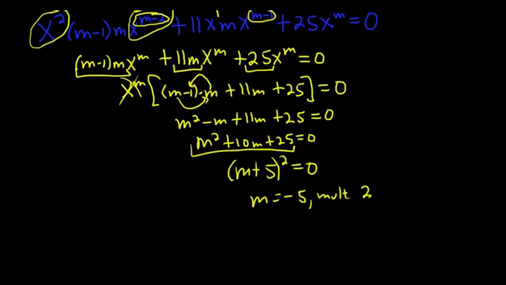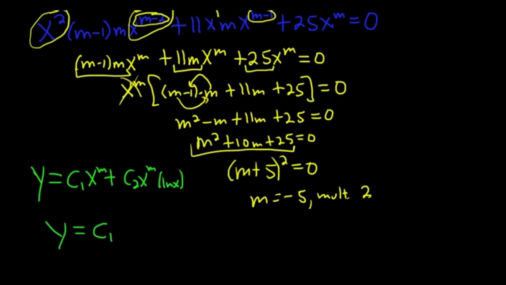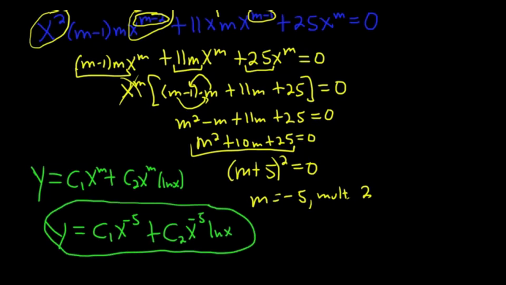So whenever you have a Cauchy Euler differential equation and you have a repeated real root, the answer is c1 x to the m plus c2 x to the m ln x. So in this case, m is negative 5, and we just plug everything in and we're good. So y is equal to c1 x to the negative 5 plus c2 x to the negative 5 ln x. And that is the final answer. I hope that makes sense.